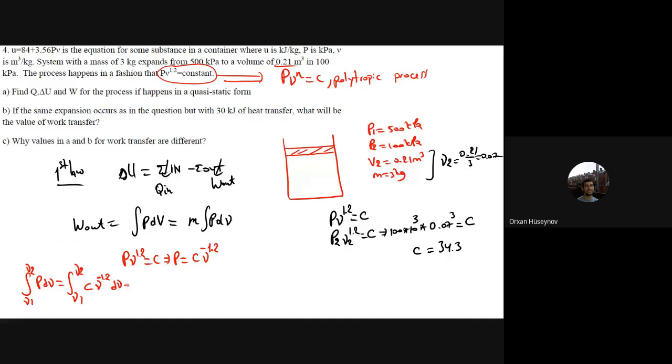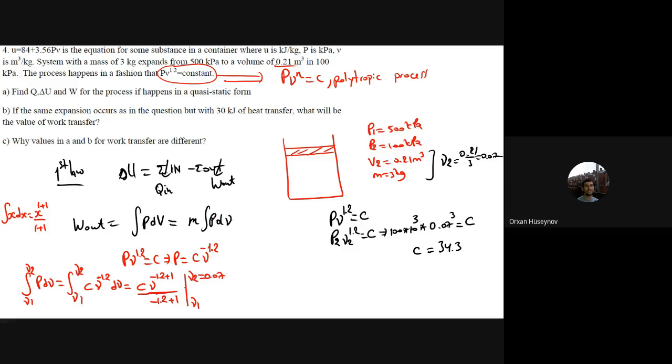And you know the integral of x dx means x to the power of 1 plus 1 divided by 1 plus 1. Similarly here, C nu to the power of negative 1.2 plus 1, divided by negative 1.2 plus 1. This is multiplied with the C value, evaluated from nu1 to nu2. And I know that the nu2 value is 0.07, but the nu1 value is unknown.